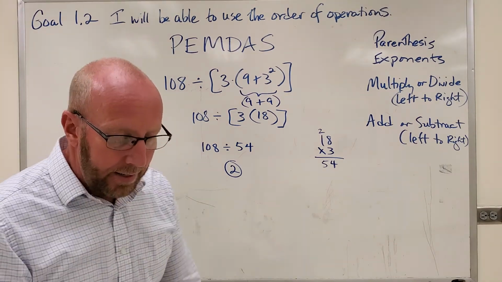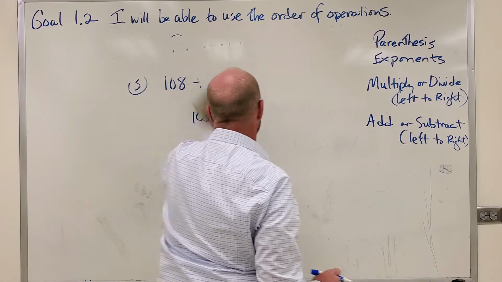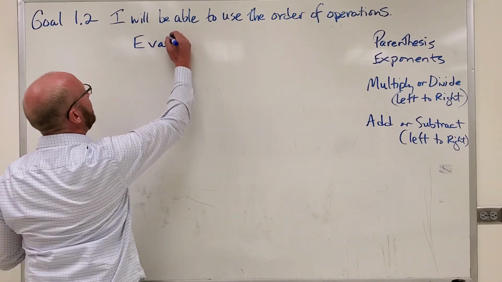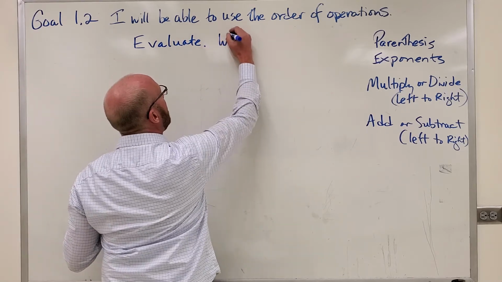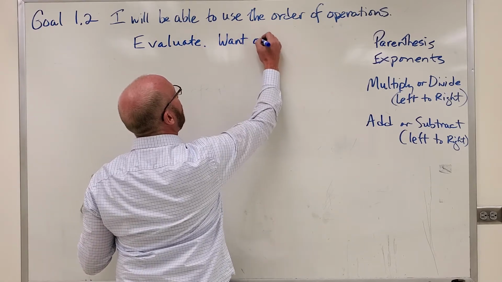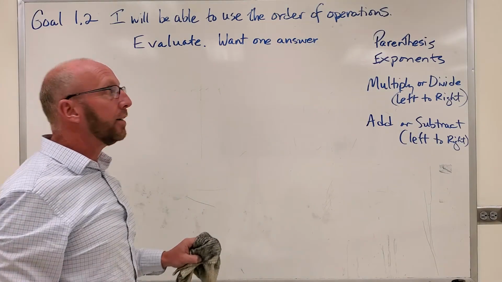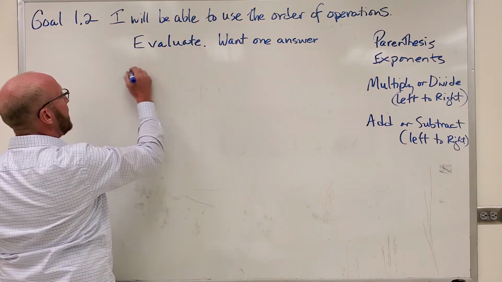Okay, so that is the first part of the lesson, using the order of operations. Now what I want to do is have you evaluate. When I use the word evaluate, I'm asking for one answer. I want a numerical answer if I ask you to evaluate. For instance, let's do example A.